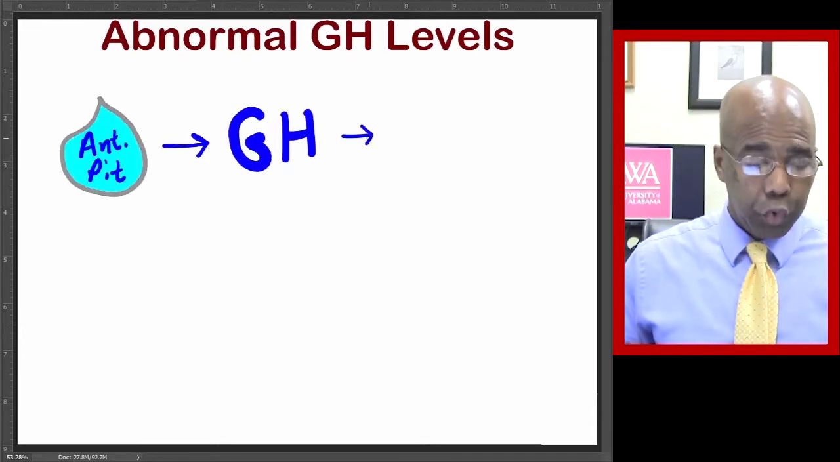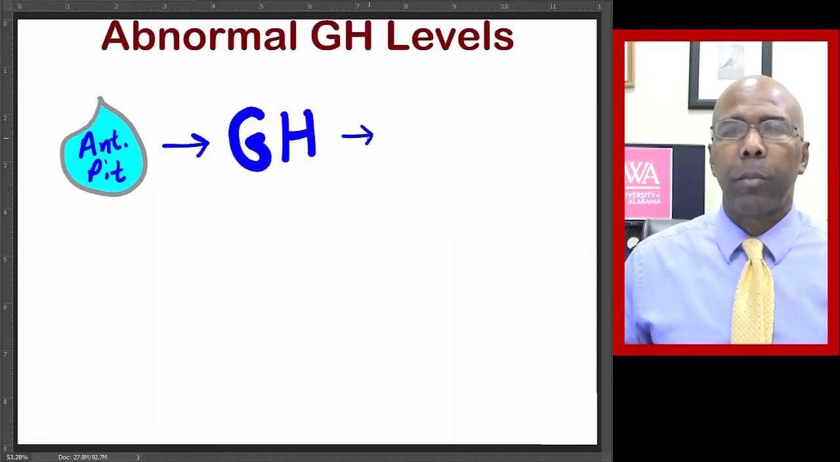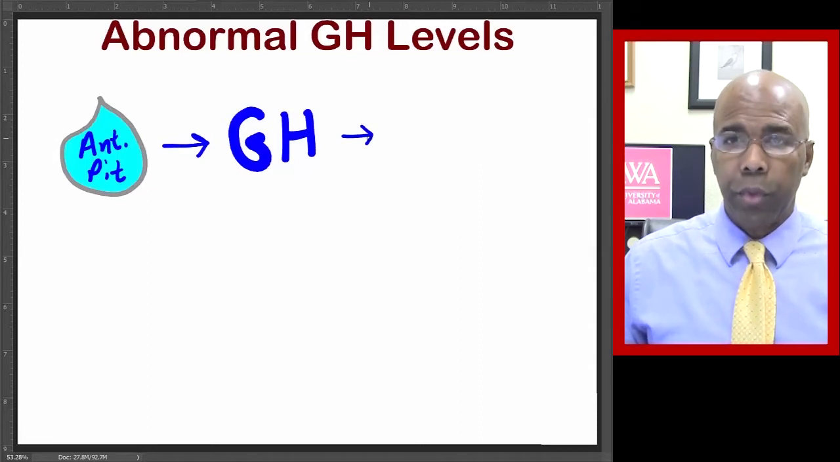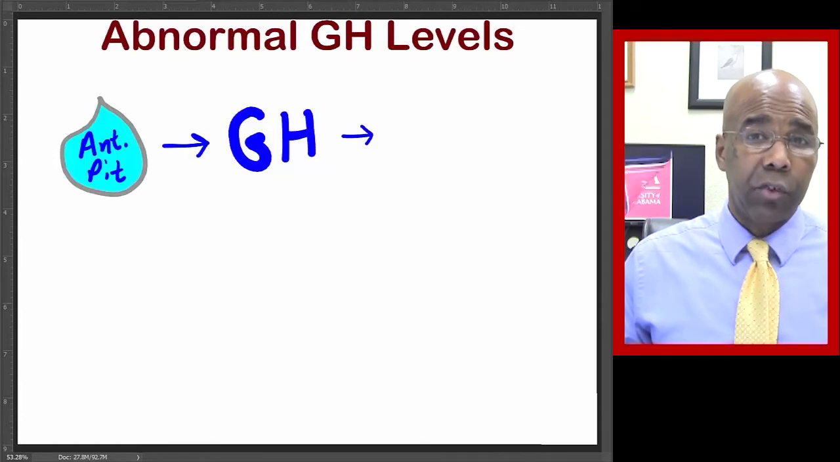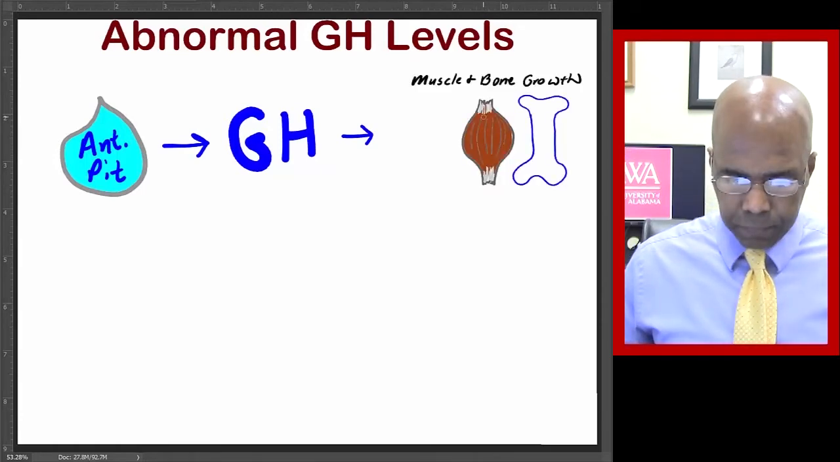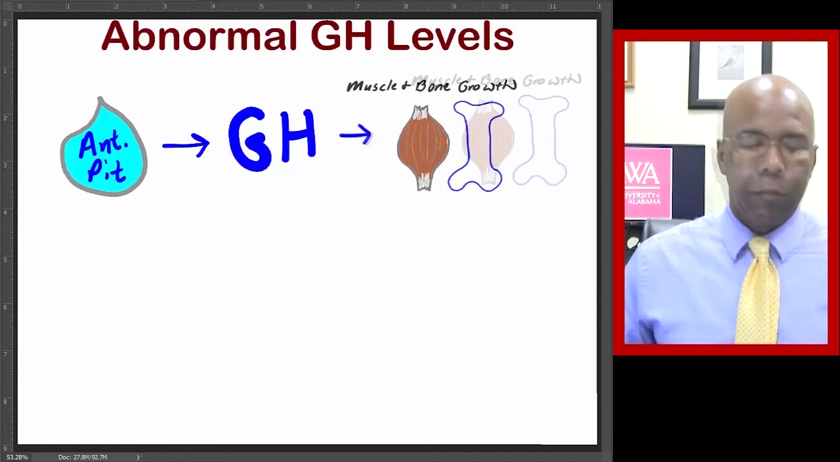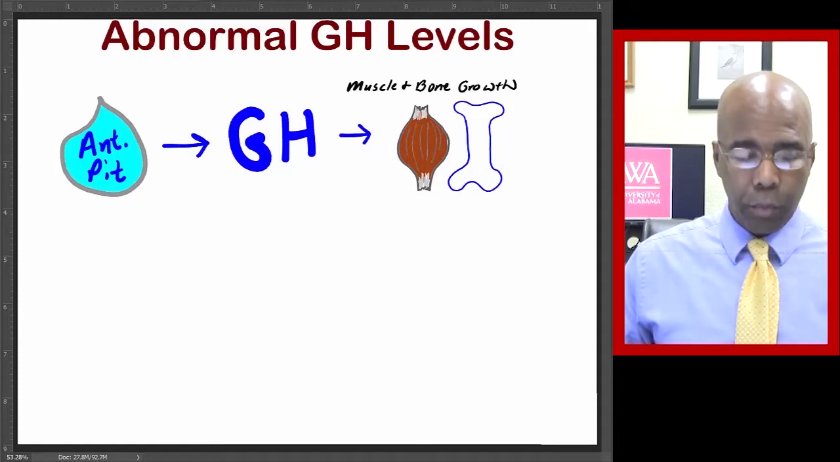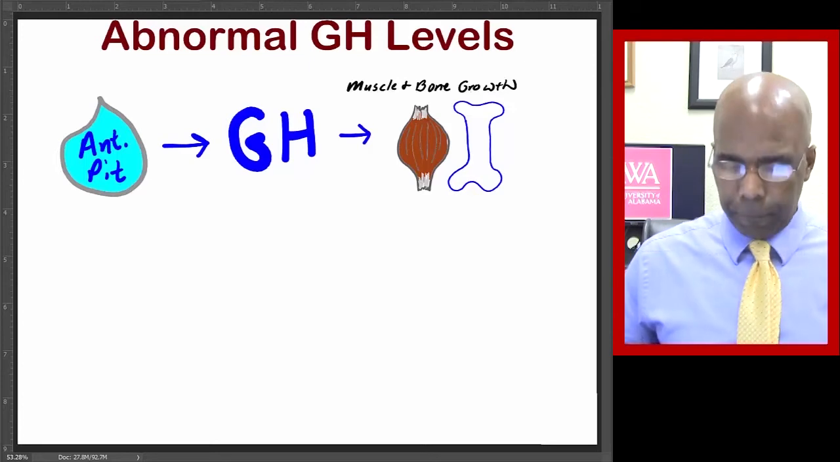So the growth hormone is produced by the anterior pituitary, and this growth hormone leads to muscle and bone growth. We've already drawn those figures from a previous lecture, so I'm just going to place them here. The anterior pituitary synthesizes growth hormone, and the physiological response to growth hormone is the growth of muscle and bone.